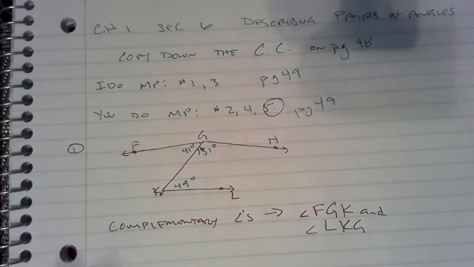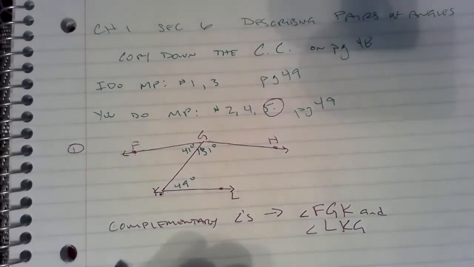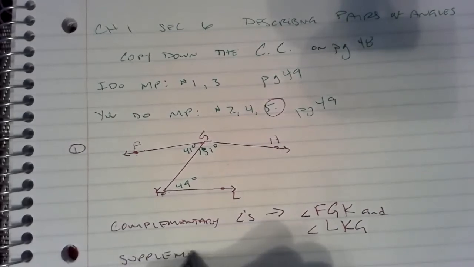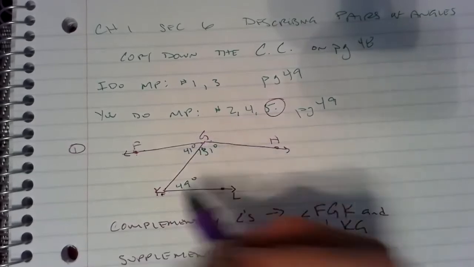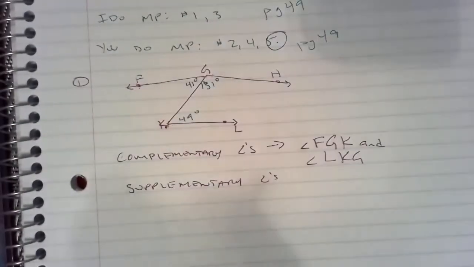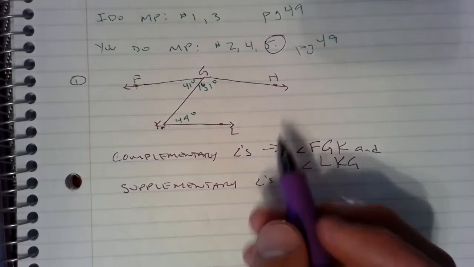What's next? A pair of supplementary angles. So I need 2 angles that add up to 180. Now keep in mind, they don't have to be adjacent. Notice that these 2 angles, their vertices don't touch, but they are supplementary even though they're floating around in space, not adjacent to each other.